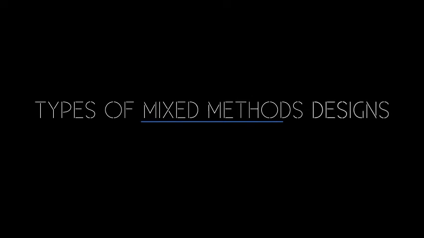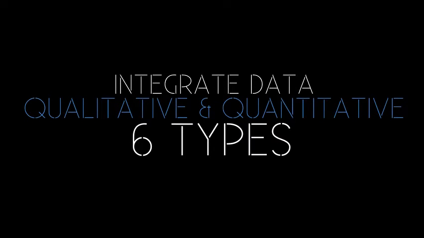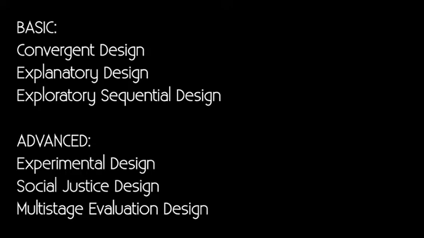There are 6 types of mixed methods research designs. All designs include a collection of both qualitative and quantitative data within the same research study. These types are organized into 2 categories, basic and advanced. The 3 types of basic mixed methods studies are convergent designs, explanatory designs, or exploratory sequential designs. In the advanced section, there are experimental designs, social justice designs, and multi-stage evaluation designs.